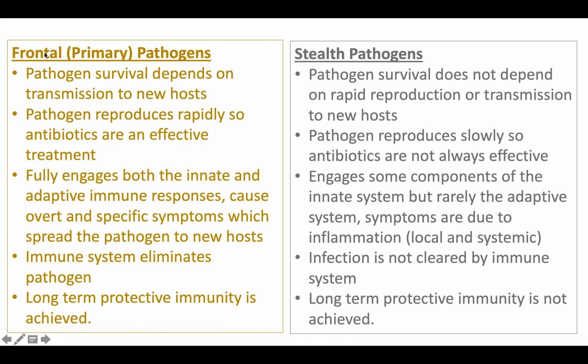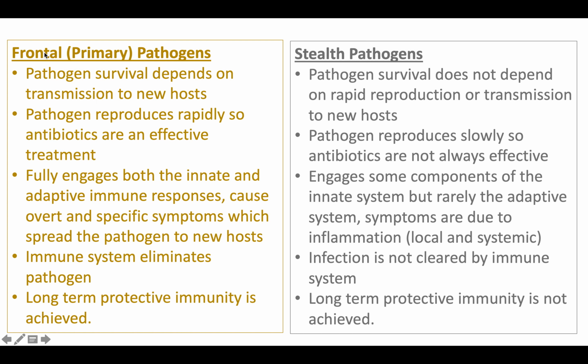With frontal pathogens, the immune system will eliminate it. Infection is usually not cleared by the immune system in stealth pathogens. And finally, with frontal pathogens, a long-term protective immunity is usually achieved. With your stealth pathogens, usually not a long-term protective immunity.